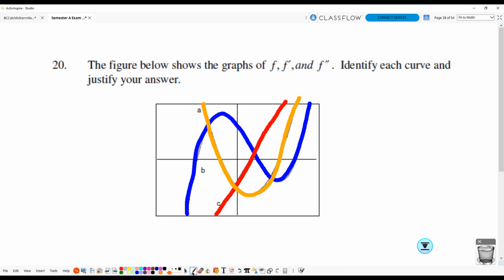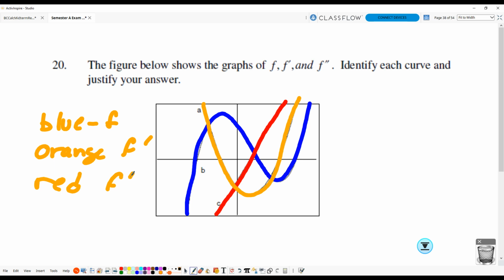Eric, what are you saying? What's the relationship? Who's the function? Who's the first derivative? I think it's blue, orange, red. Blue is the function. And then you said orange is f prime and red is f double prime. Natalie, why do you think that might be right? Or do you disagree? No, I completely agree.